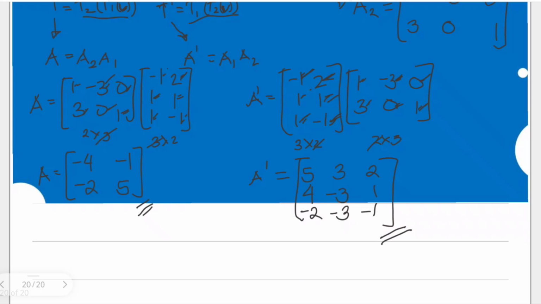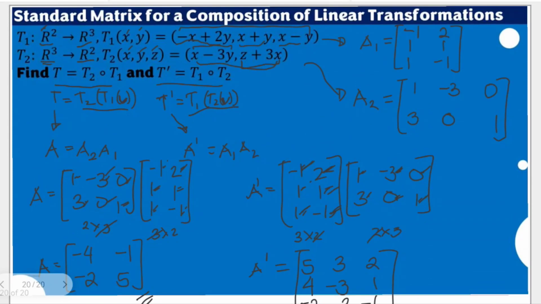This is the result. This is a standard matrix for the second linear transformation denoted by T prime. It's a 3 by 3 matrix. So they are not the same as of the first. Again, this is how we show the standard matrix for a composition of linear transformations where the domain and codomain are not of the same dimension.